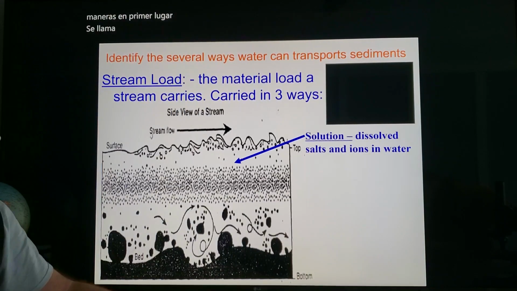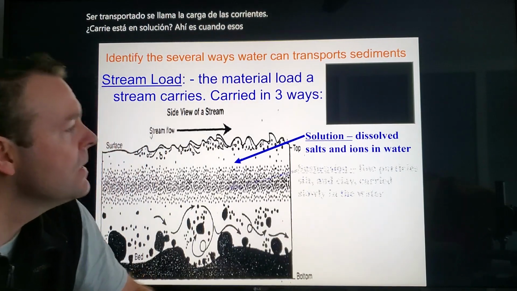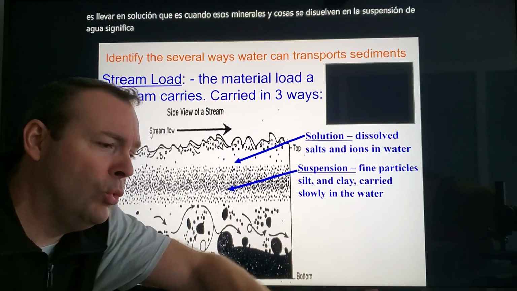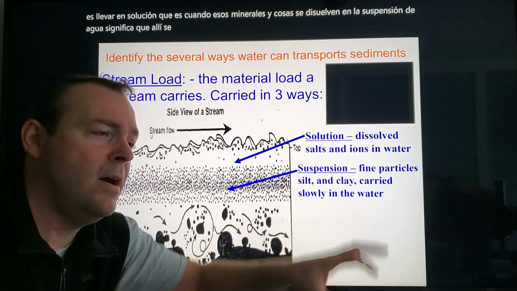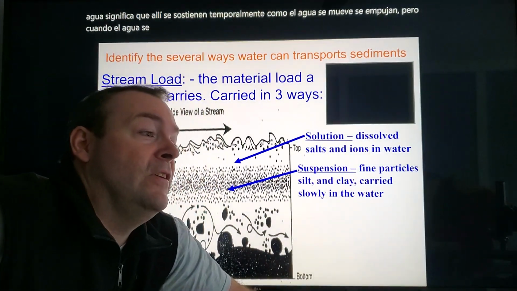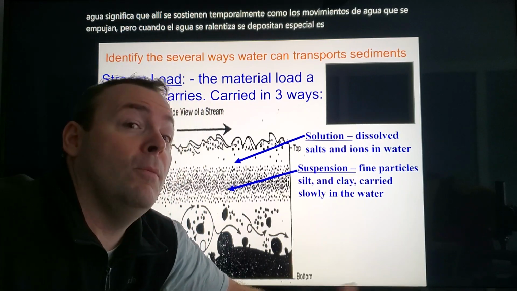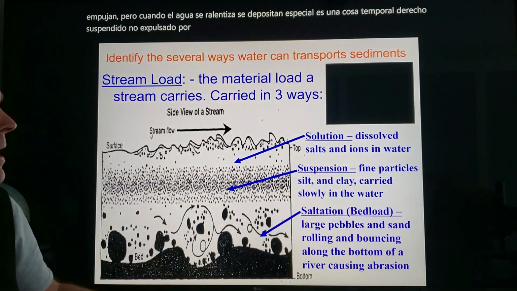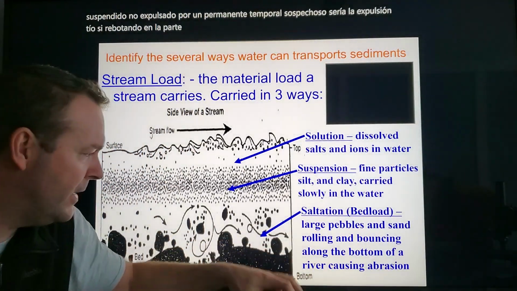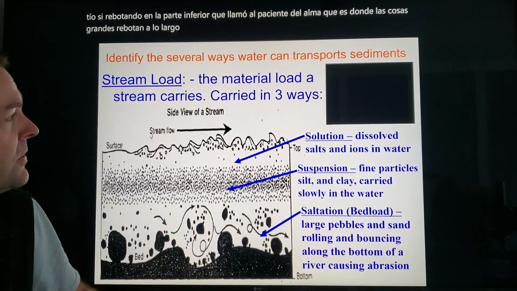And its load is carried in solution. That's when those minerals and things are dissolved in the water. Suspension means they're held up temporarily. As the water moves, they get pushed, but when the water slows down, they get deposited. Suspension is a temporary thing, right? If a student gets suspended, they're not expelled, right? Suspension is temporary. Permanent would be expulsion. And of course, the bouncing on the bottom, they call that saltation, and that's where the big things bounce along the bottom of the river. They tend to get rounder and smoother as a result.